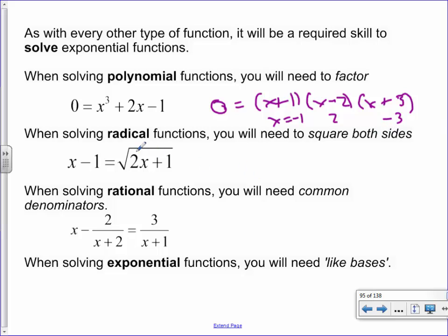More recently, we worked on solving radical functions. The key premise to radical functions is you have to square both sides. How do you deal with rational functions? Well, you need common denominators. This one right here does not have common denominators. So what I could do is I could do an x plus 2 over an x plus 2.